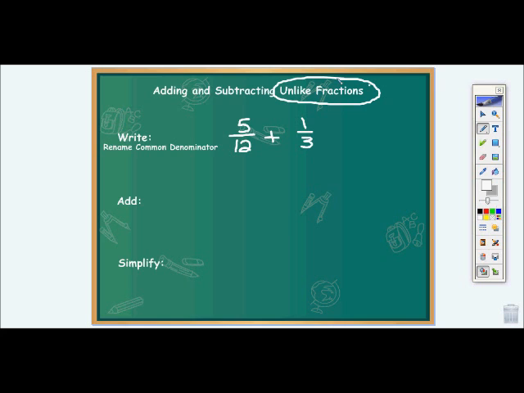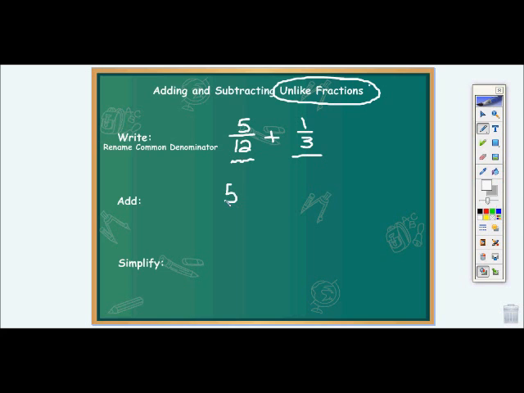So when we look at our denominators, 12 and 3, we need to know a number that both numbers can divide into evenly. So I'm going to go to my larger number first, that's 12, and I'm going to see if that could possibly be my common denominator. I go to my other denominator, that's 3. Can 3 go into 12 evenly? Yes, it can, so our common denominator can be 12.